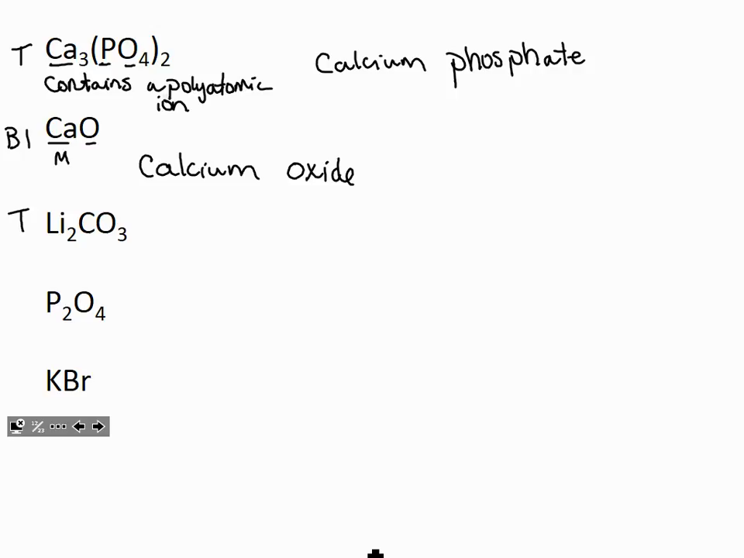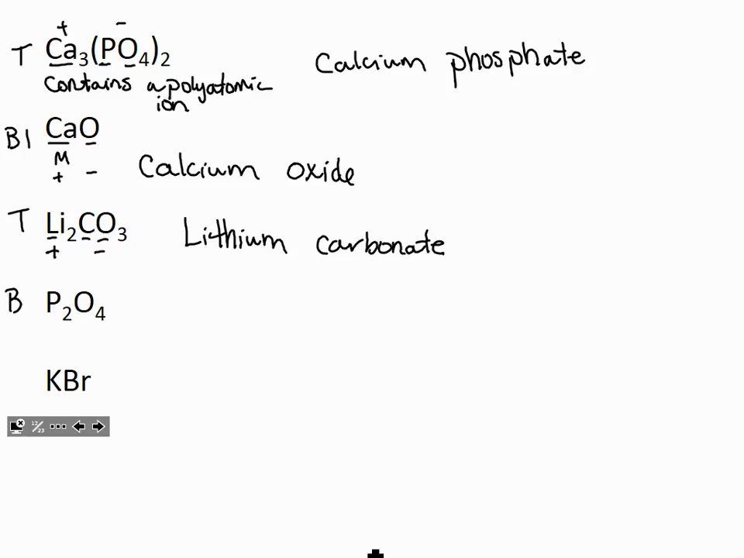This compound is ternary, so it contains a polyatomic ion: lithium, carbon, oxygen, more than 2 elements. We're going to name the ions. It's only going to have 2 ions, a cation and an anion. This is our cation. This is our anion. So the name of our cation, Li, is lithium. The name of our anion, CO3, is carbonate. That's on your polyatomic ion list.